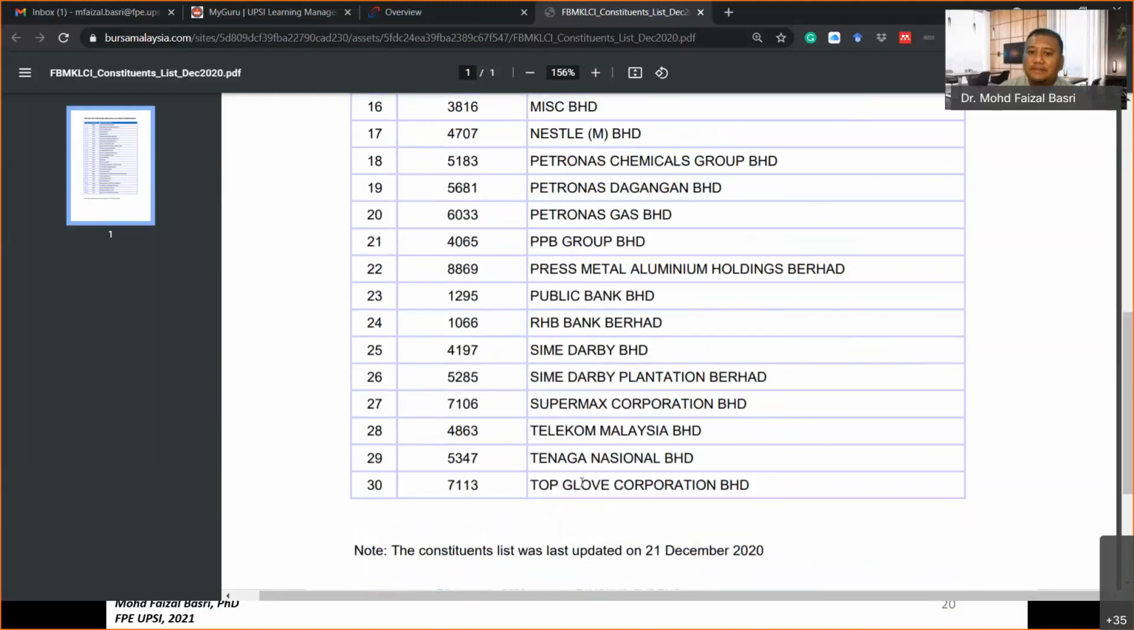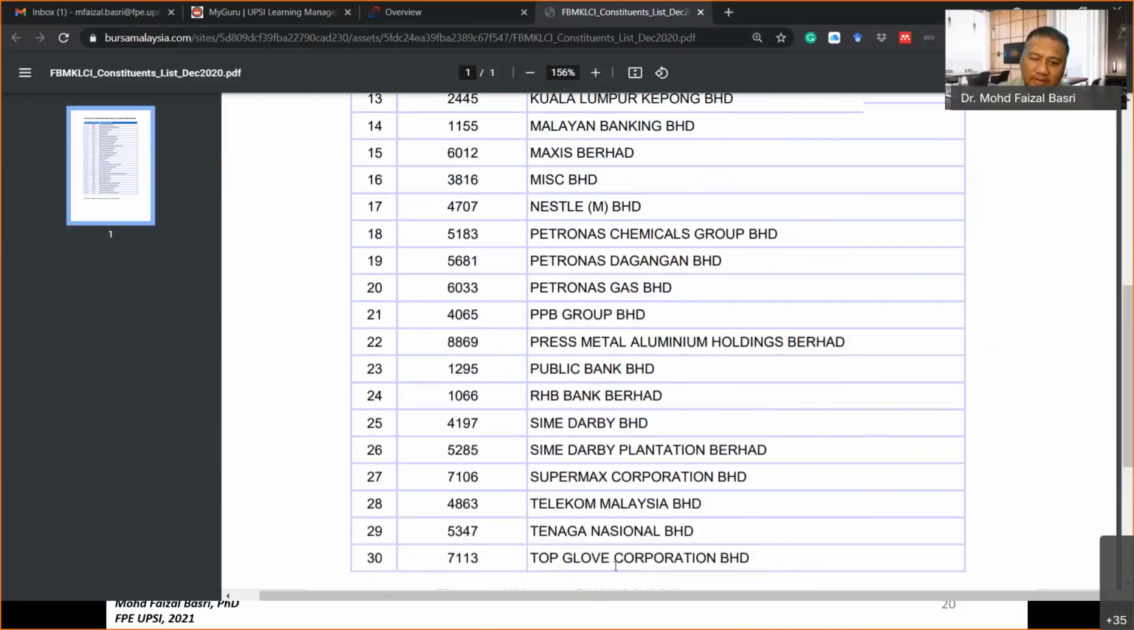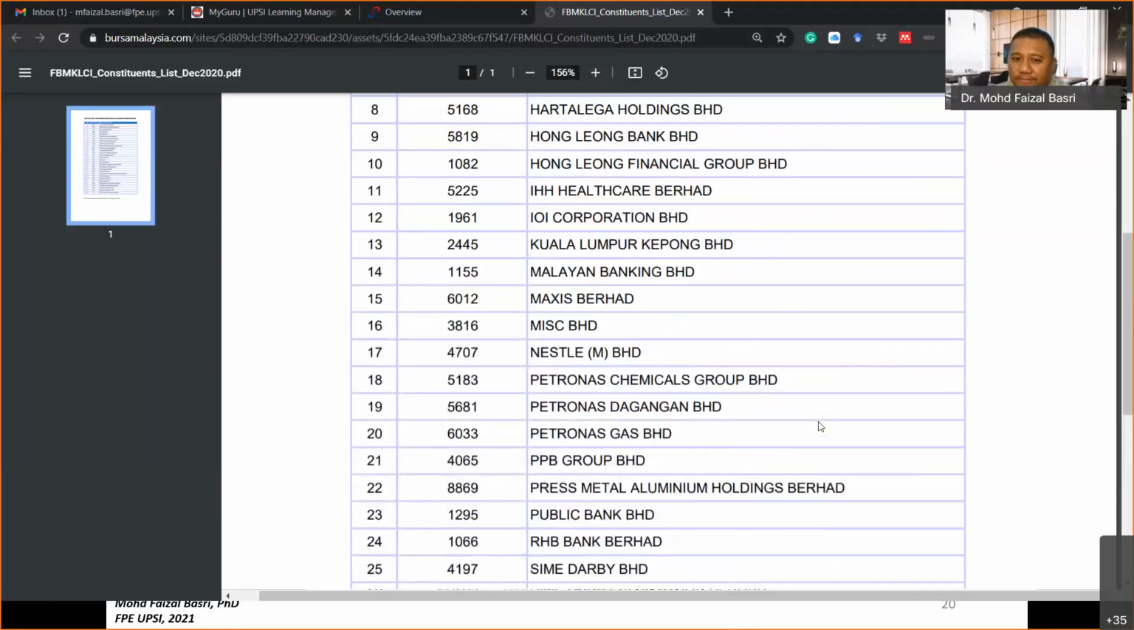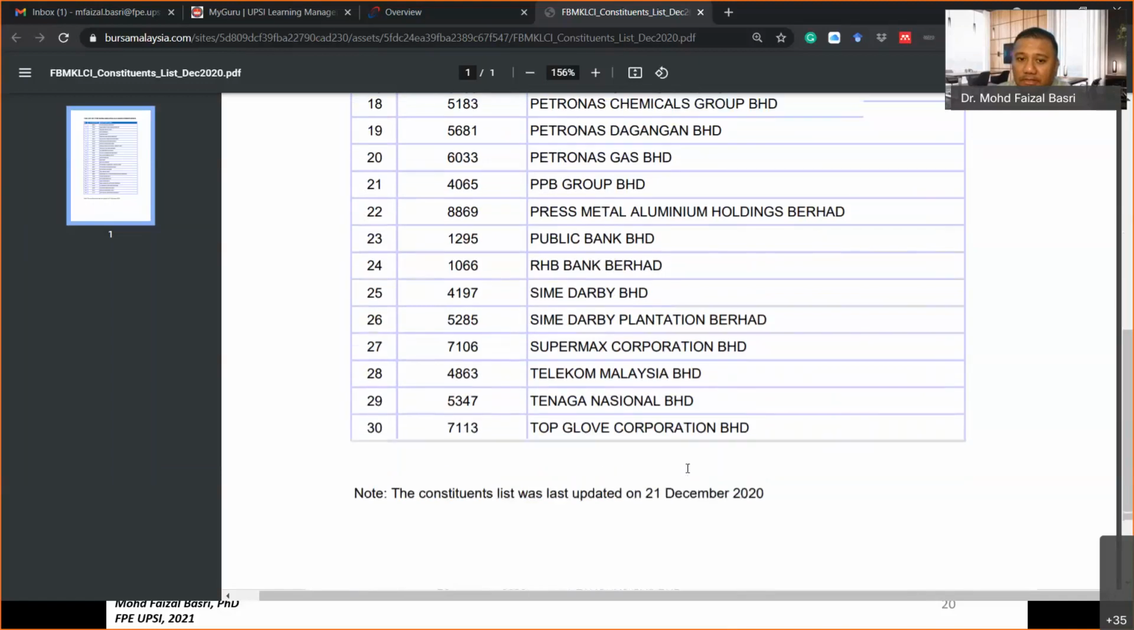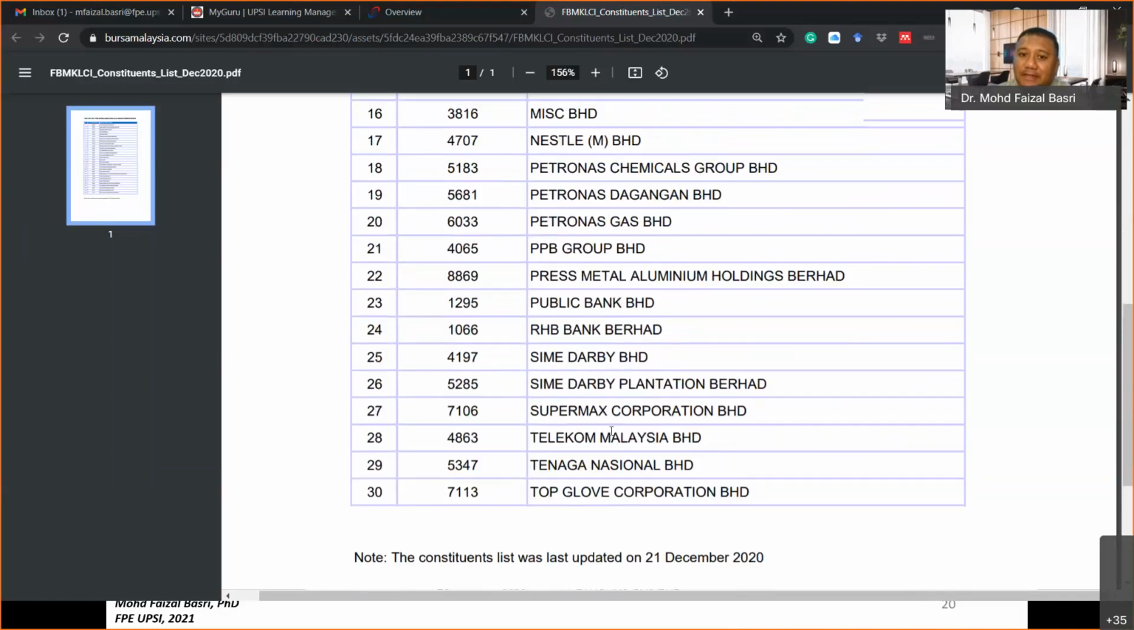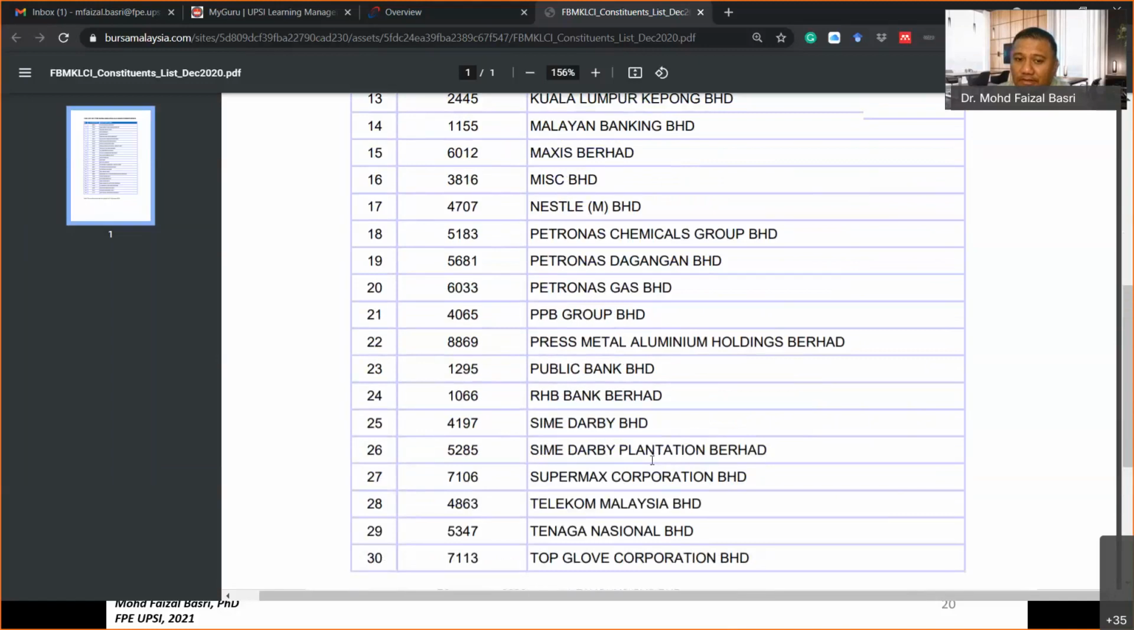So we have 30 companies, and last updated last year, 2020. Okay, Telekom. So, as you can see here, some are government linked companies, right? Like Tenaga, Telekom, Sime Darby, right? So those are quite significantly owned by government linked companies. Okay, so these are considered as blue chip companies, leaders in their respective industry.